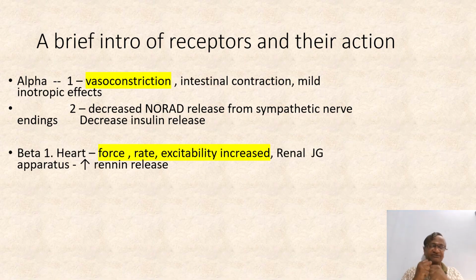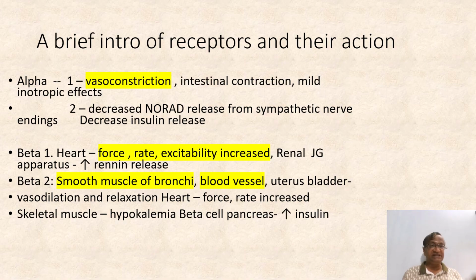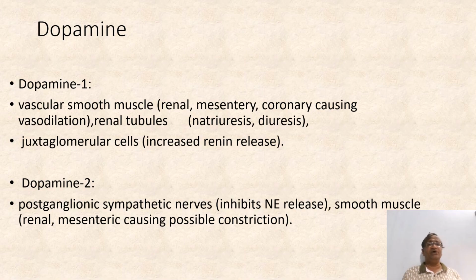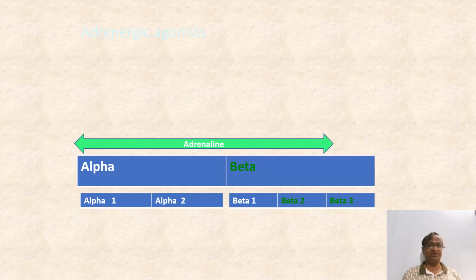Beta 1 is heart rate, force, rate, excitability. That is inotropy, chronotropy, and dromotropy increased. Beta 2 is smooth muscle, bronchus, uterus, bladder, etc. Beta 3 is urinary bladder slowing. Dopamine 1 is vascular smooth muscle, vasodilatation. Dopamine 2 on postganglionic sympathetic nerves inhibits release in smooth muscles. Renal mesenteric may be causing vasoconstriction.